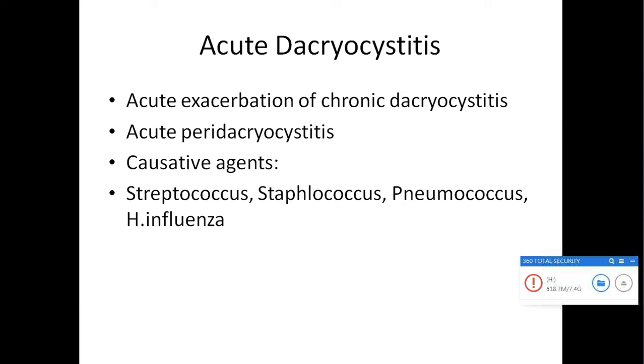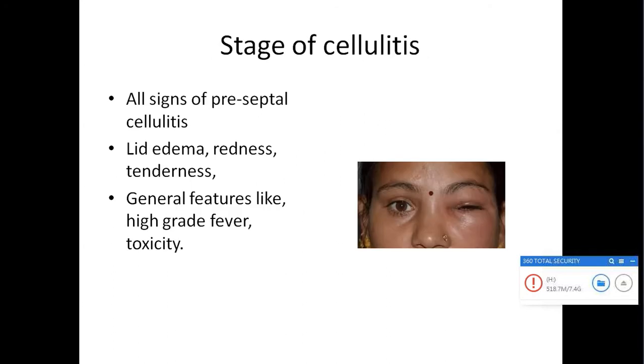The other reason for infection is if the patient is diabetic or immunocompromised, then acute dacryocystitis will occur. So acute dacryocystitis will have three stages. Stage of cellulitis. This we have discussed in detail while discussing the infections of the orbit. Preseptal cellulitis.